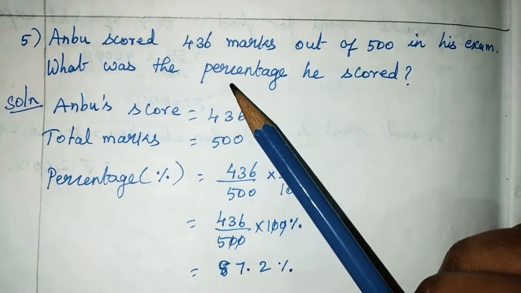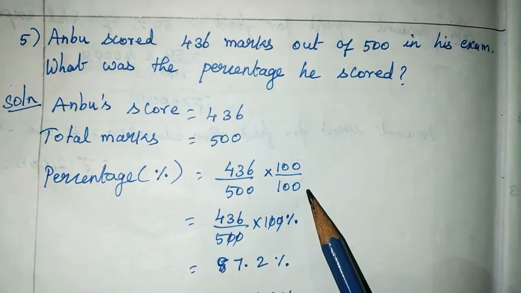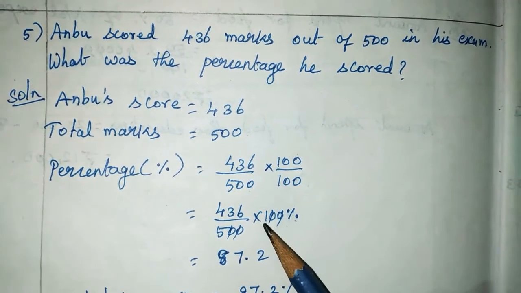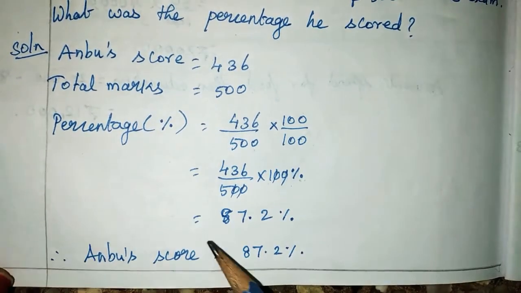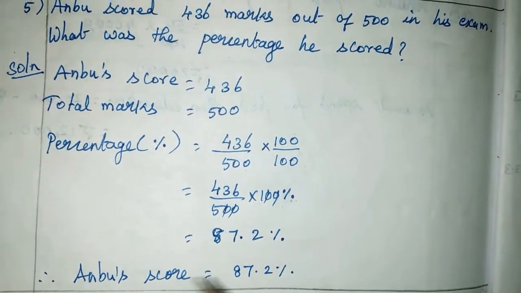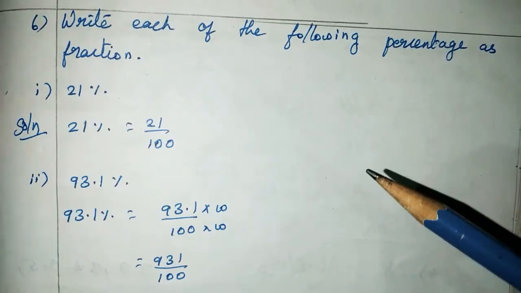Since we have to find out the percentage he scored, you have to multiply the numerator and denominator by 100, and the next step is to write it as 100%. When we cancel the zeros, we get the answer as 87.2%. Therefore, Anbu's score is equal to 87.2%.